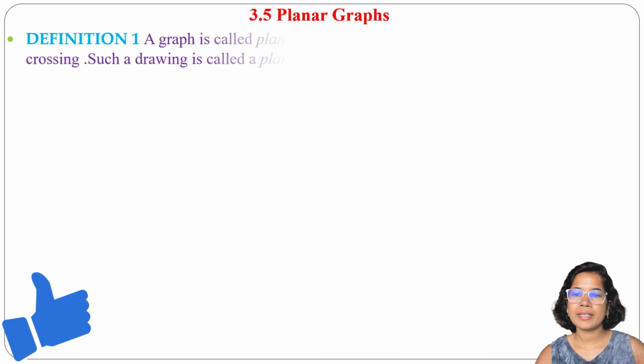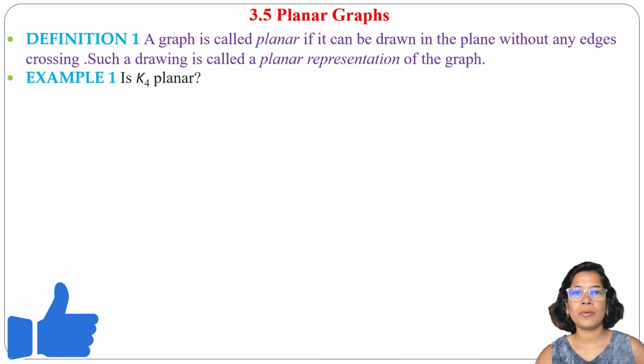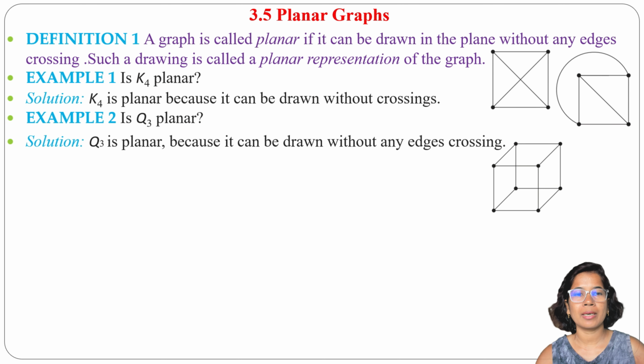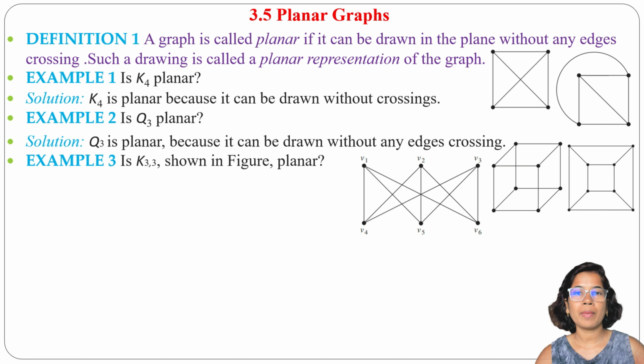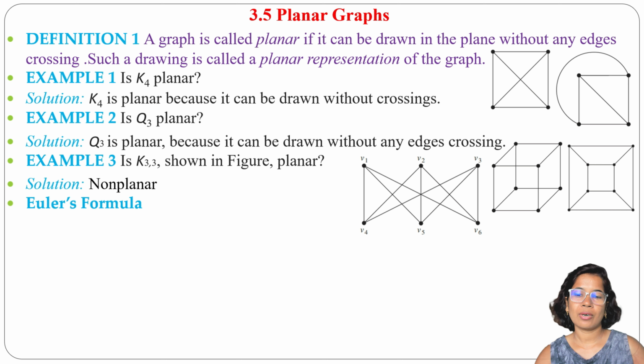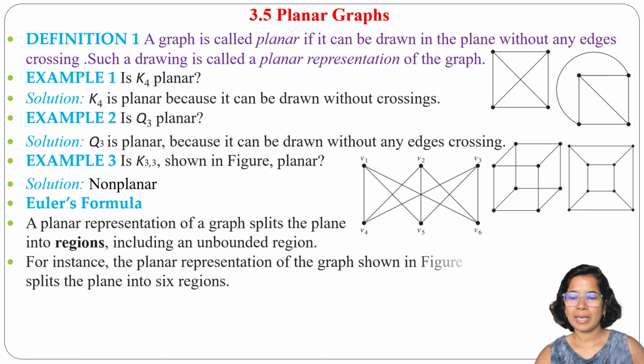In the previous lecture I discussed planar graphs. If a graph can be drawn in a plane without crossing of edges, it is called a planar graph. Then regions: there are different types of region, one is bounded region, another is unbounded region. The regions inside the graph are called bounded regions, and the region outside of the graph is called the unbounded region.